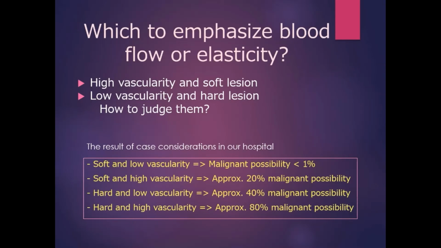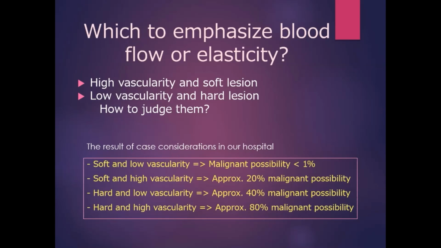We refer to vascularity and elasticity information when at a loss for judgment in B mode. But how to judge when they are disassociated? The result of the case consideration in our hospital is like this. Soft and low vascularity cases had 1% or less malignant possibility. Soft and high vascularity cases had approximately 20% malignant possibility. Hard and low vascularity cases have approximately 40% malignant possibility.